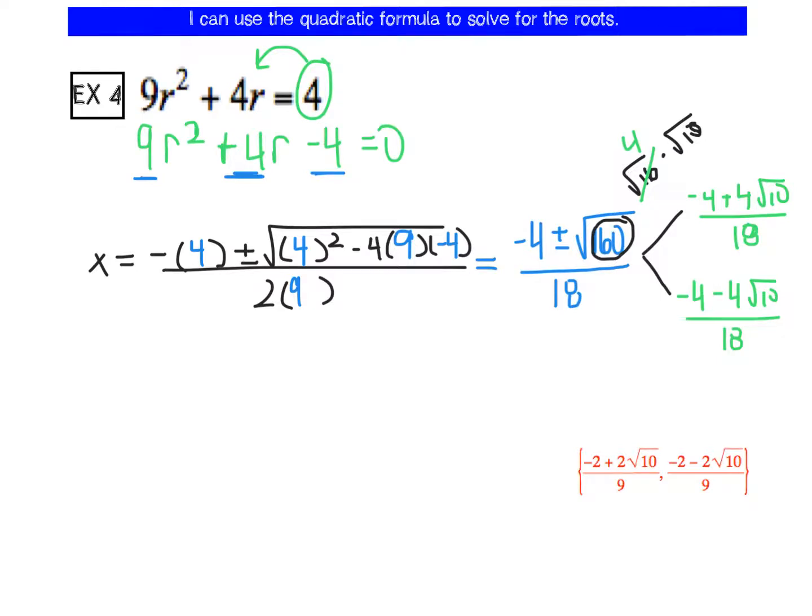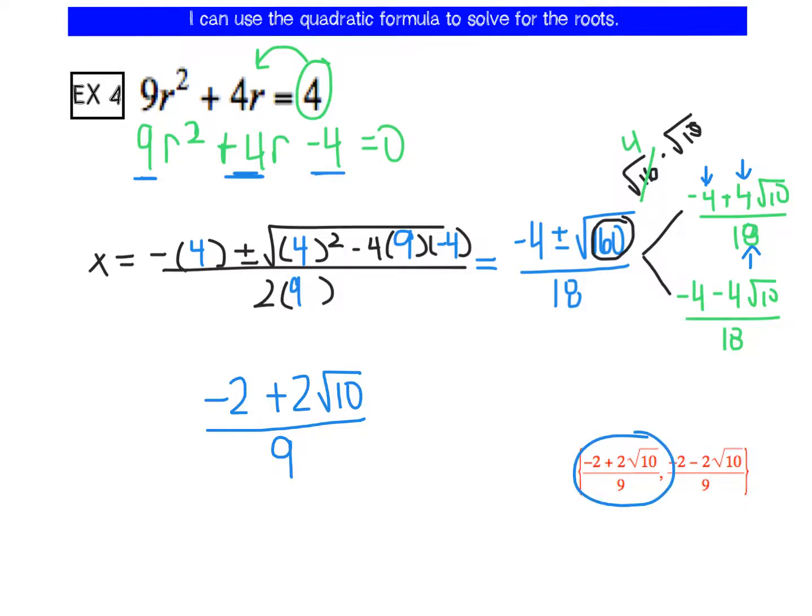So hopefully you were able to see that I have a negative 4 plus a 4 root 10 and an 18 here. So when I think about negative 4, 4, and 18, I know that 2 can go into all of those. And so 2 goes into negative 4 2 times. That gives me negative 2. 2 goes into 4 2 times. And then I have my root 10 over, and 2 goes into 18 9 times. So that's how we ended up with this root.